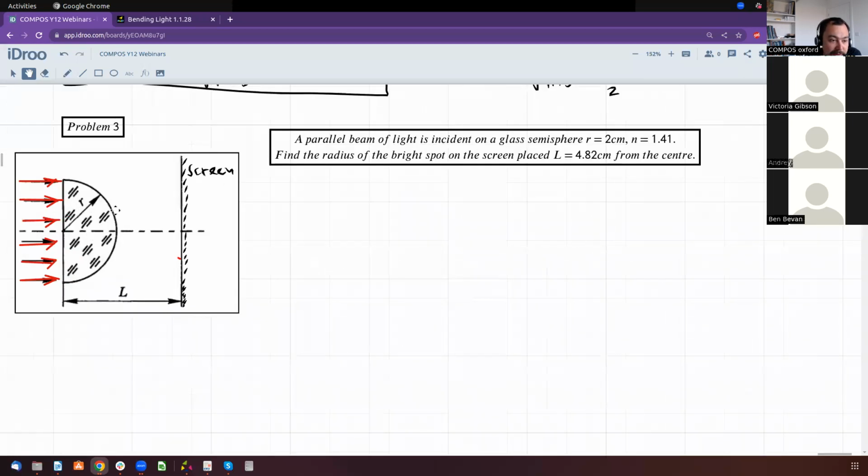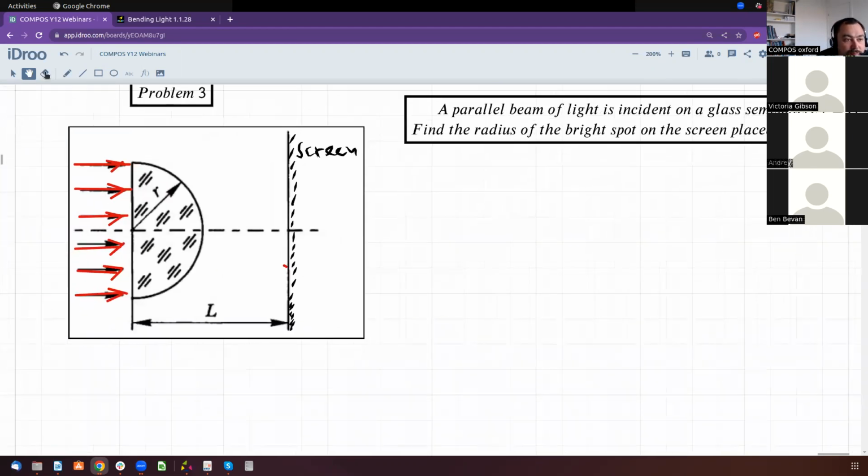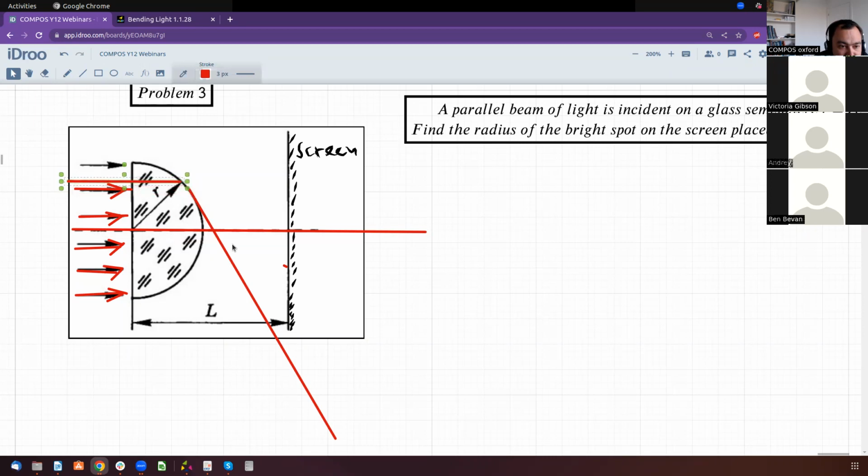And let's have a look. So this beam, for example, would be totally internally reflected, so we're not interested in that one. We need to find the first beam that will actually go through. And it goes like this, and then at 90 degrees, it is a tangent. And then, of course, there's a ray like this. Well, okay, for simplicity, let's draw it here.